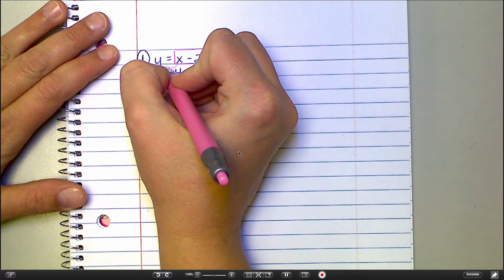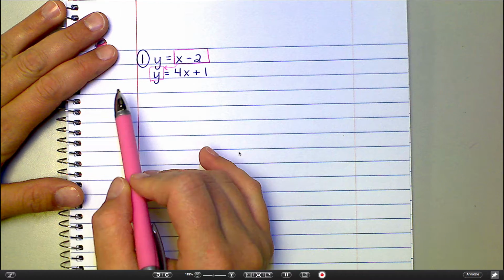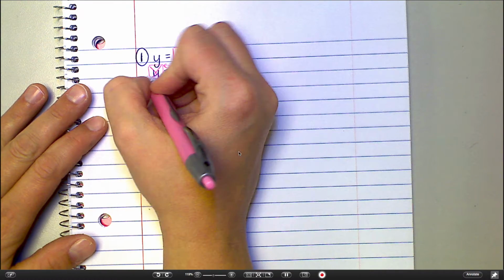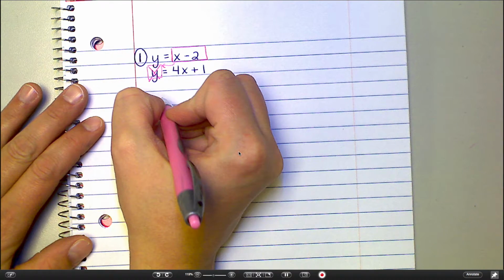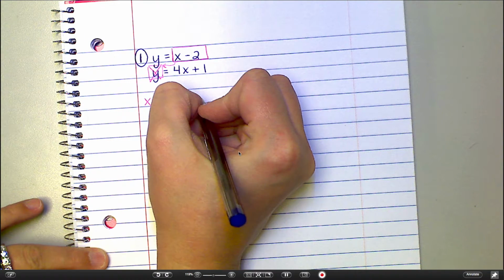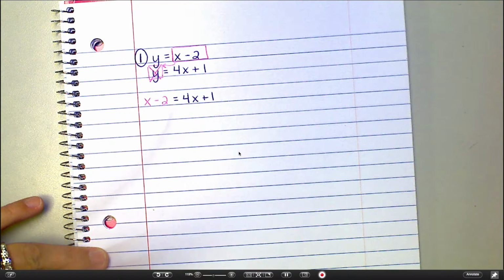Because remember, what this is saying is that y is equivalent to x minus 2, that they're really the same thing. And so if they're the same thing, they're sort of interchangeable. So instead of y, I can put this x minus 2 in its place. And that's going to look like this. x minus 2 equals 4x plus 1. So what I really did there was rewrite this bottom equation, but with x minus 2 in over here. And then I just need to solve.